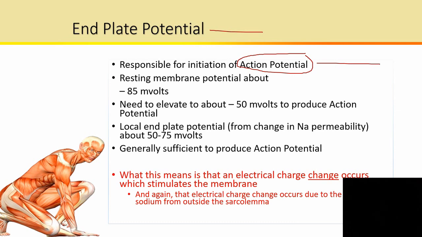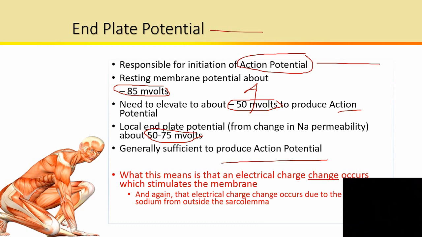These are some numbers, and I'm probably not going to hold you to them too much, but the resting membrane potential is about negative 85 millivolts. Okay, and what happens is we need to raise that to about negative 50 millivolts by that change of sodium rushing in to produce an action potential. And that local end plate potential is between about negative 50 to about negative 7 millivolts. Basically, if I get above this negative 50 millivolts, that's generally sufficient to produce an action potential.